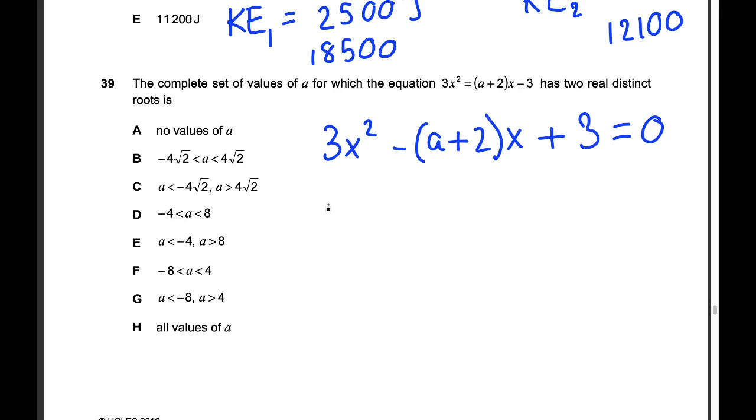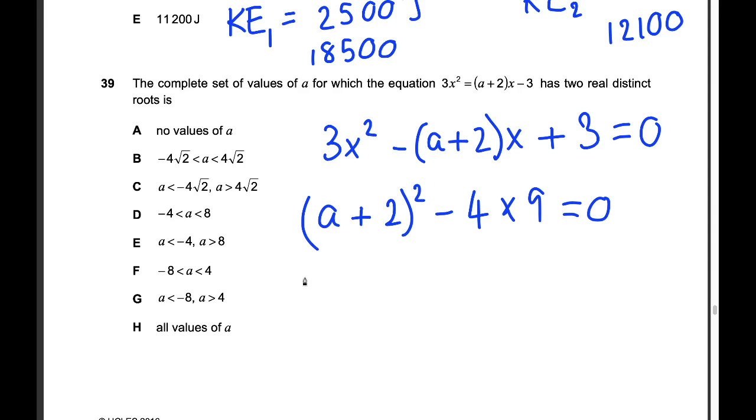Okay, so b squared is a plus 2. Sorry, I'll put that 0 back. Is a plus 2 squared. That's my b squared. Okay, minus 4ac, minus 3 times 3, so minus 4 times 9, which is minus 36. So I'm just going to put 4 times 9 here. Oops, 4 times 9 equals 0.